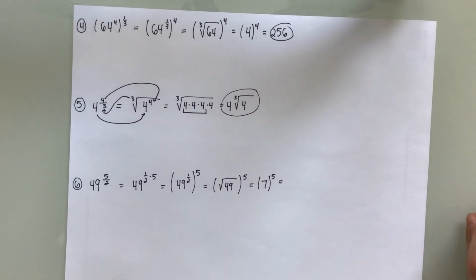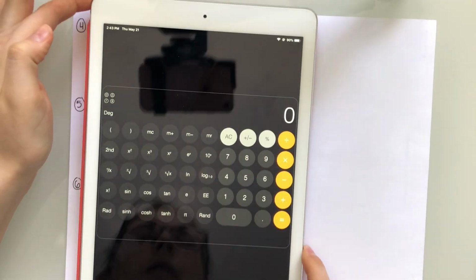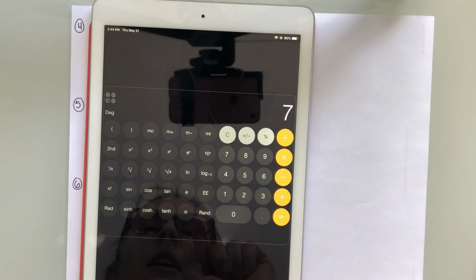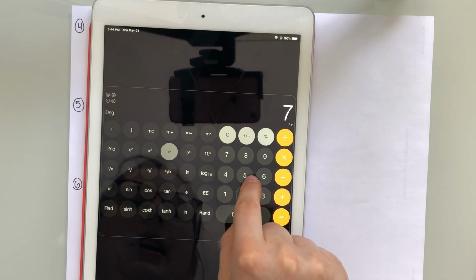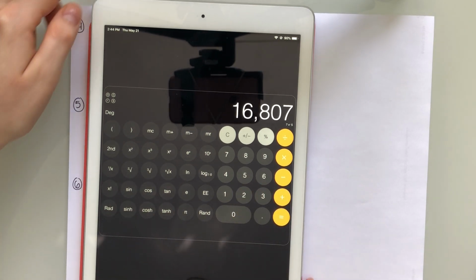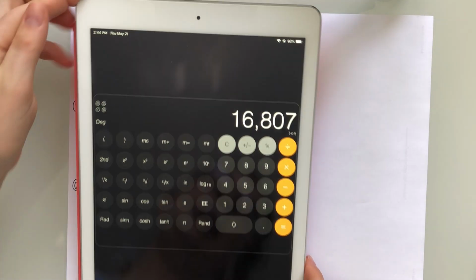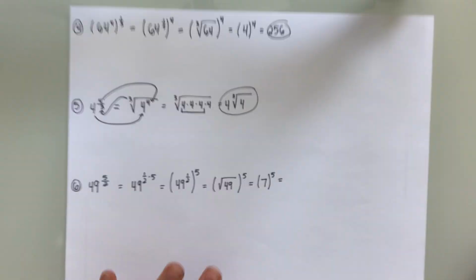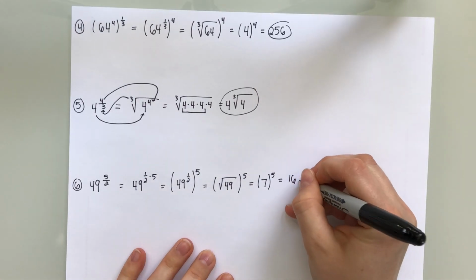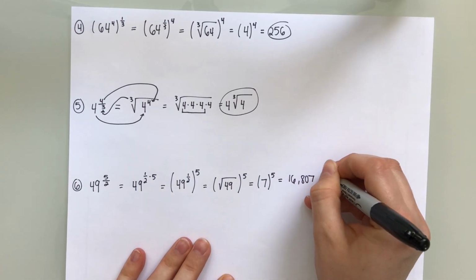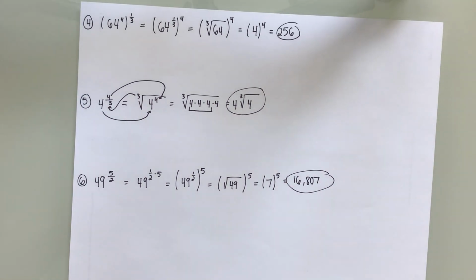And now we just need to use our calculator to figure out what is 7 to the 5th. So in our calculator, we're going to type 7, then we're going to type x to the y, and then 5, and hit equals. So it's 16,807. And that is our final answer.